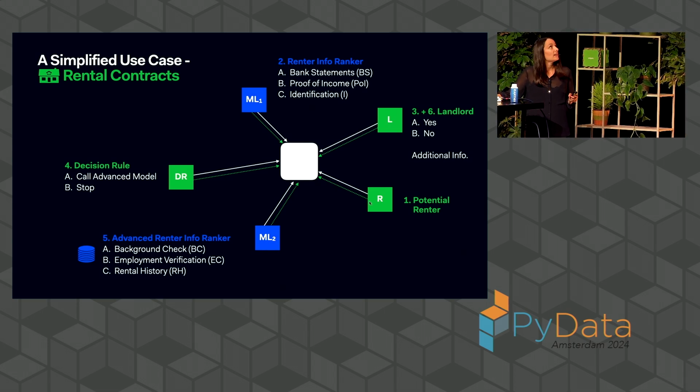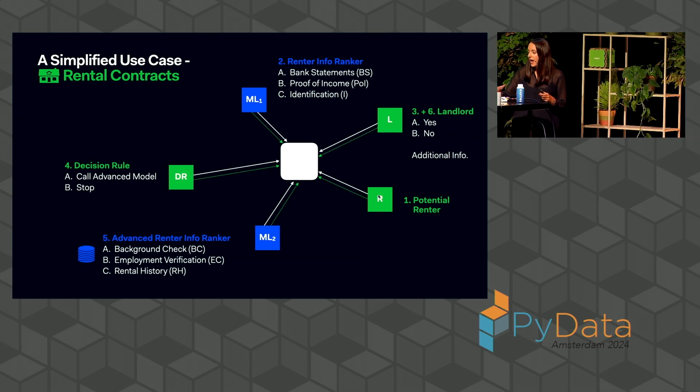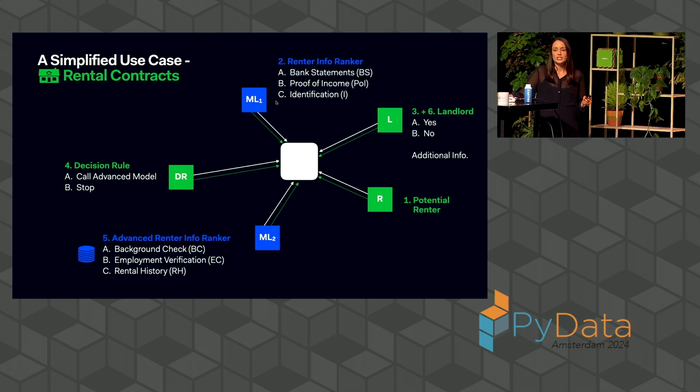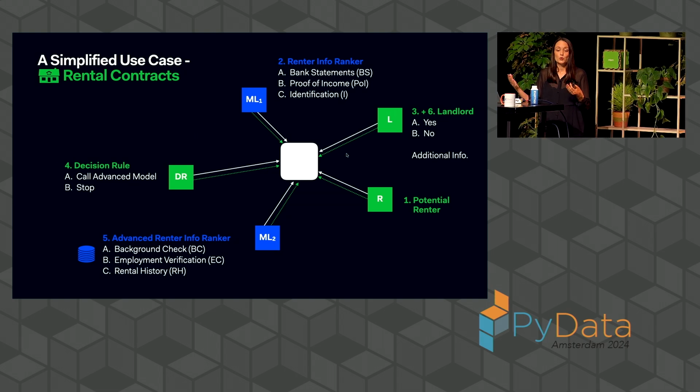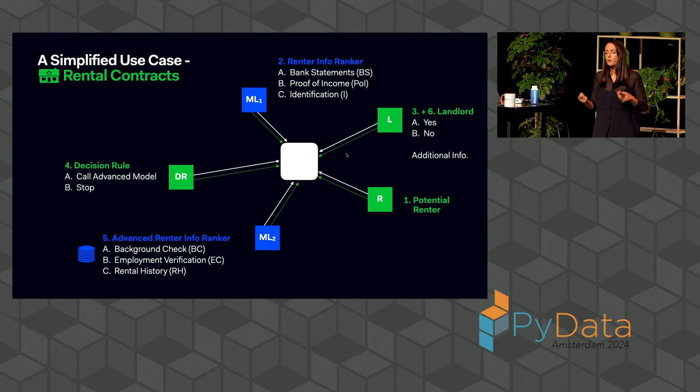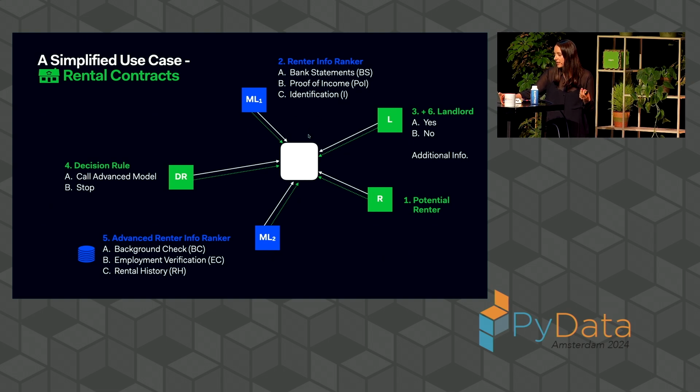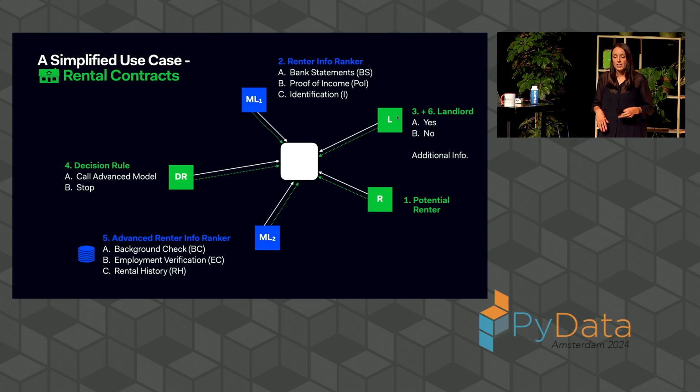Let's assume we get an application of a potential renter. And after we receive that application, we're calling our first machine learning model 1. That is renter info ranker that is supposed to determine what type of information should I send the landlord that will get him to approve the renter. Let's assume we can send 3 types of information: a bank statement, a proof of income, or some sort of identification. After we called the model, we now send that information to the landlord, and the landlord can now either approve or reject the potential renter. In case of a rejection, he might also send us some additional information about his decision.